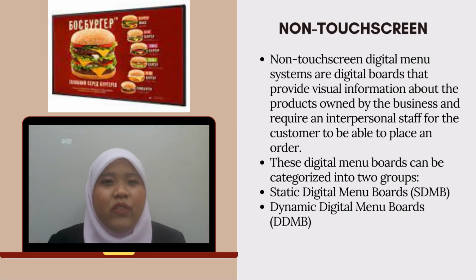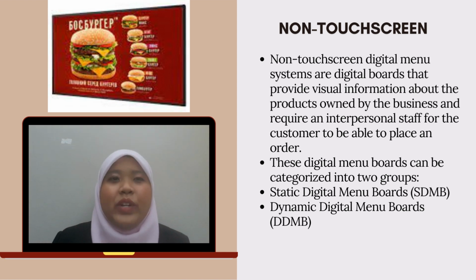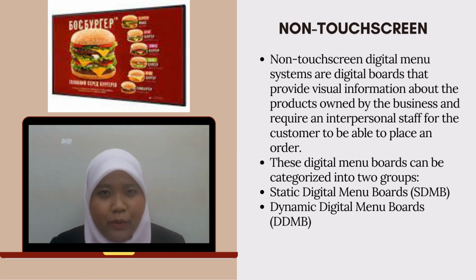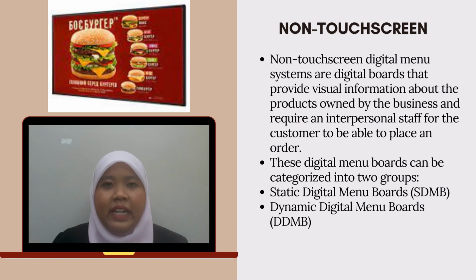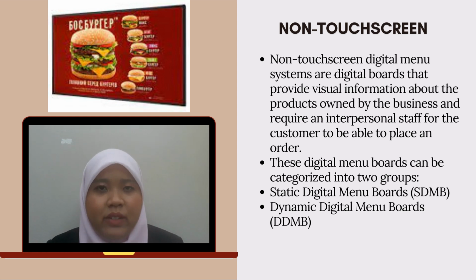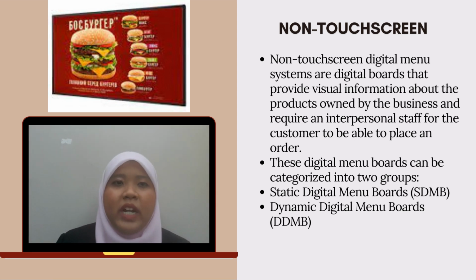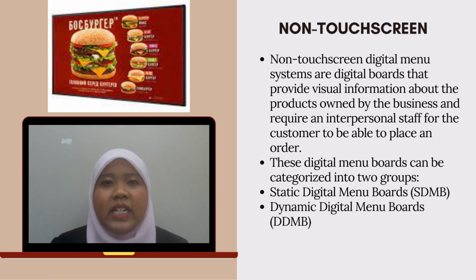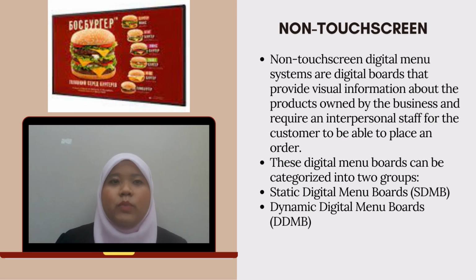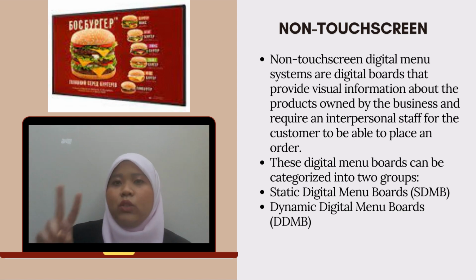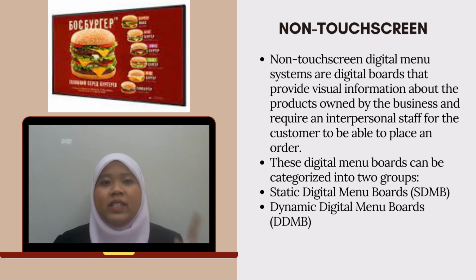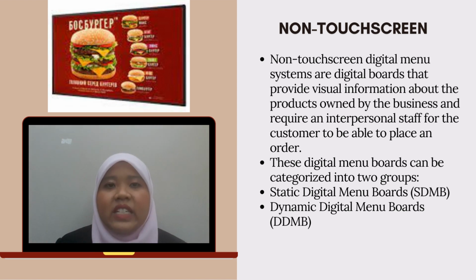After that, let's move on to the second category, which is the non-touchscreen digital menu system. So what are they? Actually, non-touchscreen digital menu systems are digital boards that provide visual information about the products owned by the business and require an interpersonal style for the customer to be able to place an order. This digital menu board can be categorized into two groups: first, the static digital menu board (SDMB), and second, the dynamic digital menu board (DDMB).